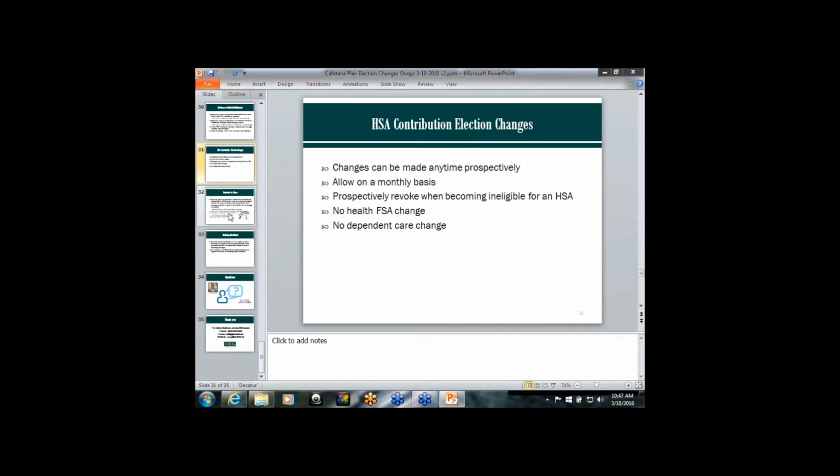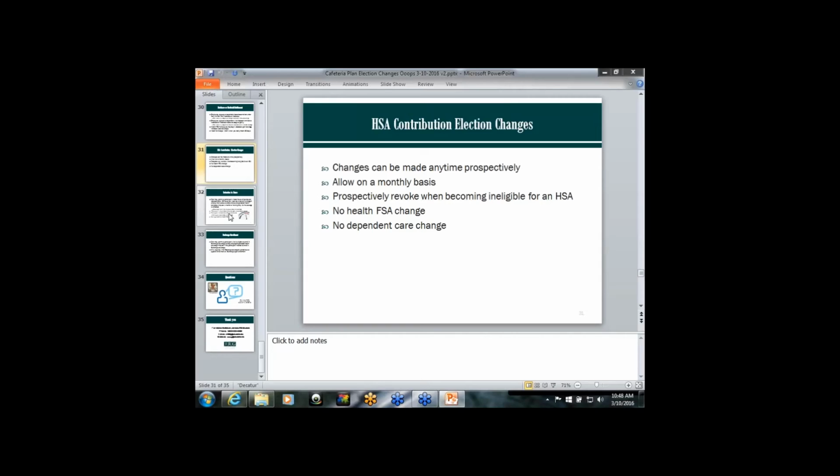And as we're dwindling down here, the next one is the HSA contribution. Under the 2007 proposed cafeteria plan rules, this one was added because HSAs were not around when the original cafeteria plan rules were written. And HSA elections, if you as an employer permit an employee to make a pre-tax HSA contribution, then you must allow them to make a change on a monthly basis. It has to be prospectively, and there cannot be a change to the health FSA or the dependent care.